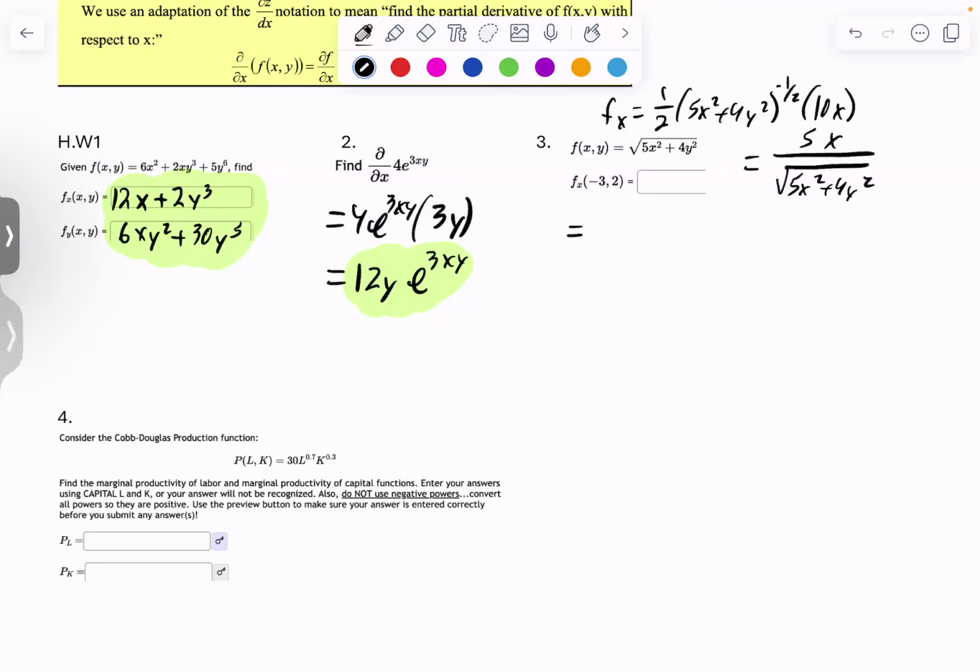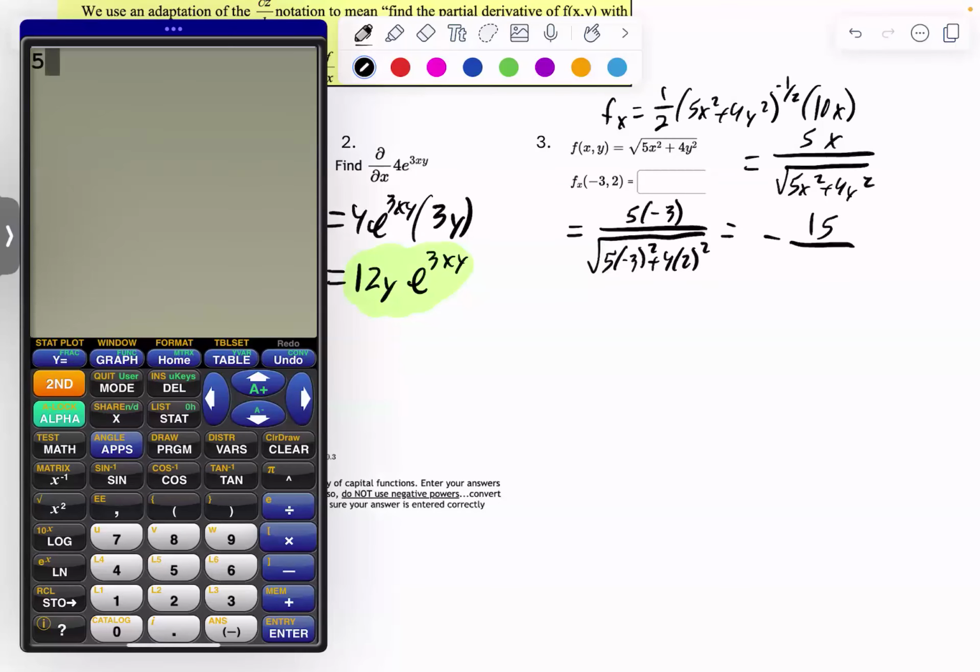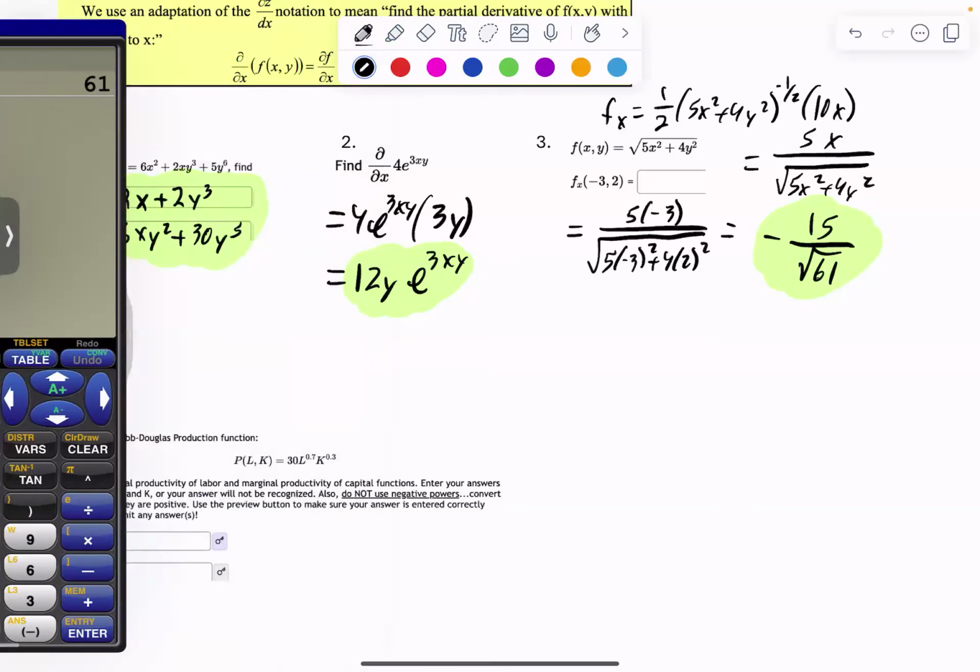So now when I plug in, x is -3 and y is 2. We get -15. Down below, we have 5 times 9 plus 4 times 4, which is 16. And I could get a decimal approximation or rationalize the denominator if we want, but I'm just going to leave it as is. It's totally fine as it is.